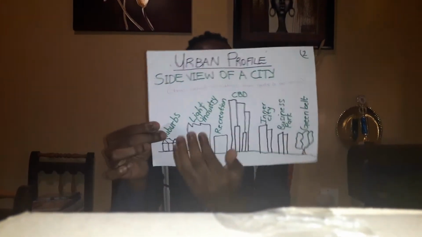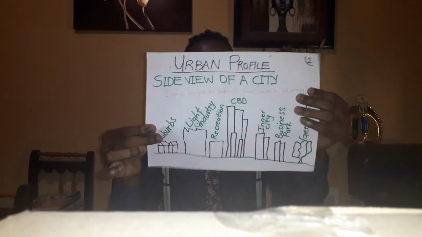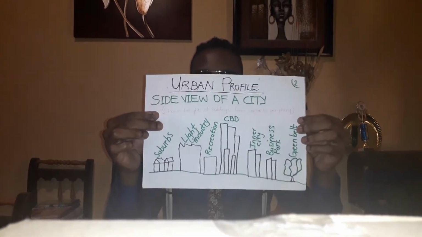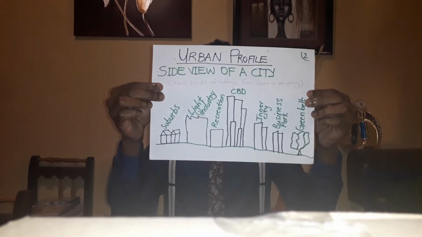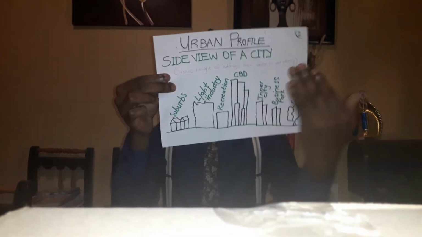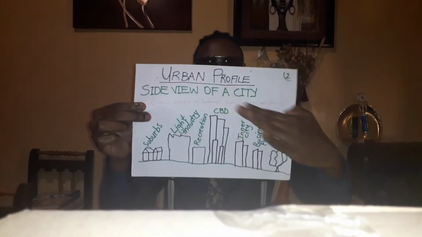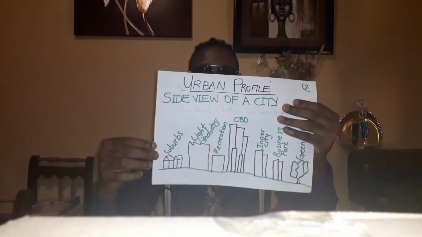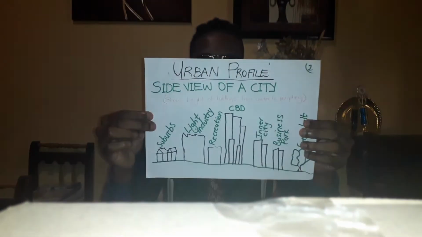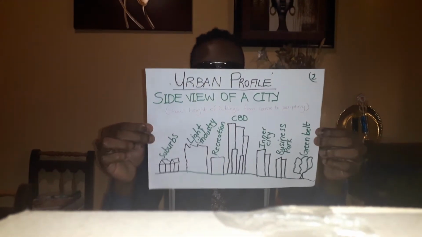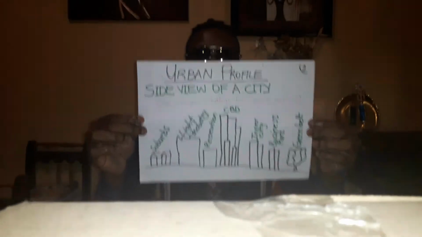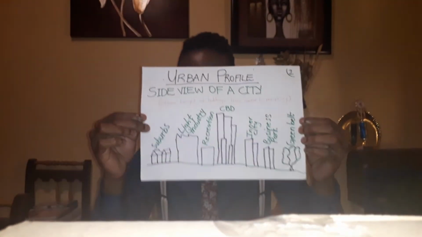So as you can see in this diagram, the side view of a city shows the height of the buildings. And I believe you can see what is happening to the site as you move from the center to the outskirts or to the periphery. The height decreases as you move away, and also the building density decreases. Okay, so that is the urban profile. It's just the side view of the city. So it shows the height of the buildings.